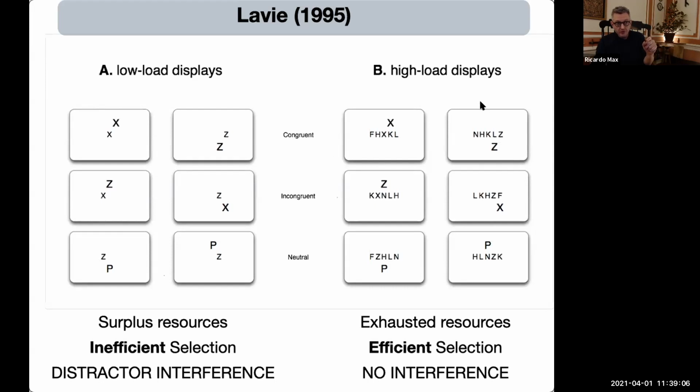So in all those displays, according to the perceptual load theory, we don't process the distractors, and then there is no response competition for either incongruent displays or neutral displays, and that's why there is no difference in reaction time between incongruent and neutral in high load trials. And there is in low load trials, where the distractor was processed. Is that clear? Chelsea, you got it.